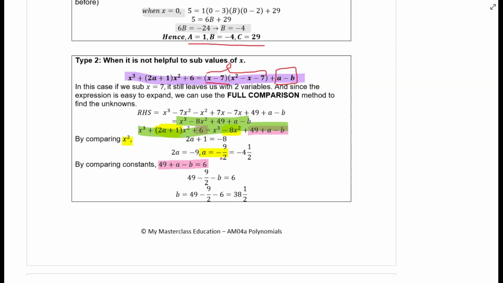A equals to minus 9 over 2. So you can sub a equals to negative 9 over 2 in this equation, and then you solve for b, and then you can get 38 and a half. So now you have your unknowns found. A equals to negative 9 over 2 and b equals to 38 and a half.